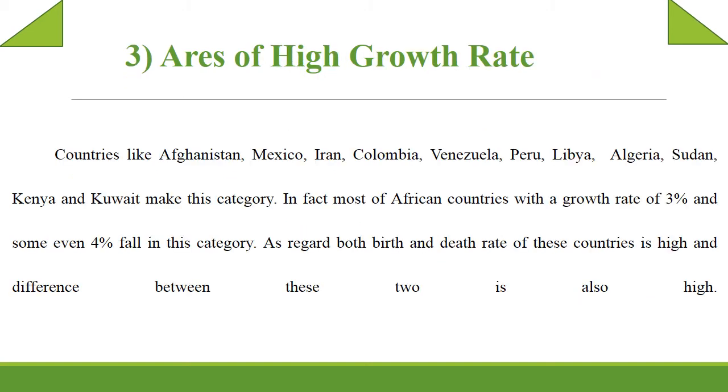Third one, areas of high growth rate. Countries like Afghanistan, Mexico, Iran, Colombia, Venezuela, Peru, Libya, Algeria, Sudan, Kenya, and Kuwait make this category. In fact, most of the African countries with a growth rate of 3% and some even 4% fall in this category. Both the birth and death rates of these countries are high, and the difference between these two is also high.